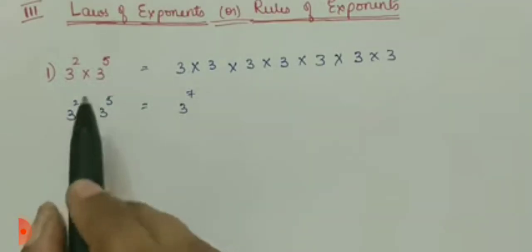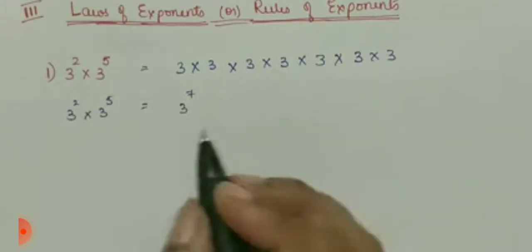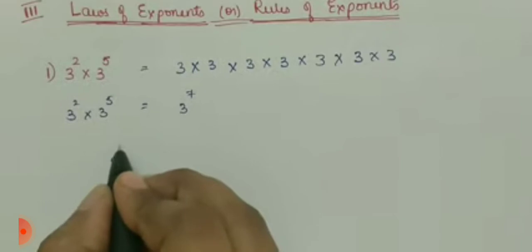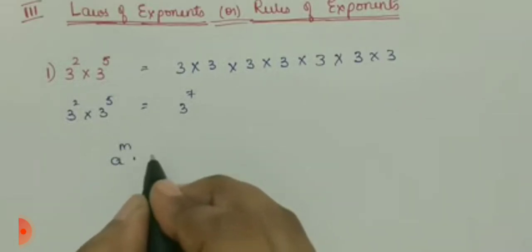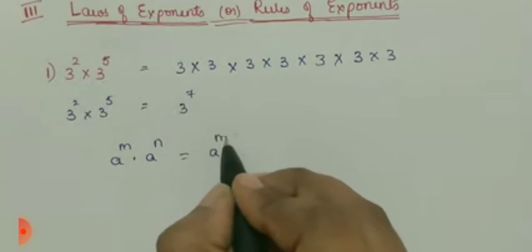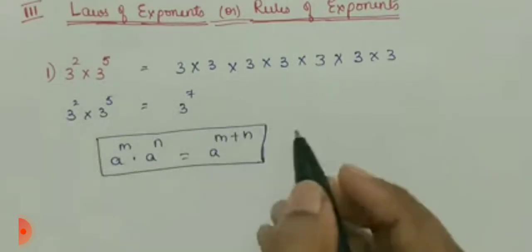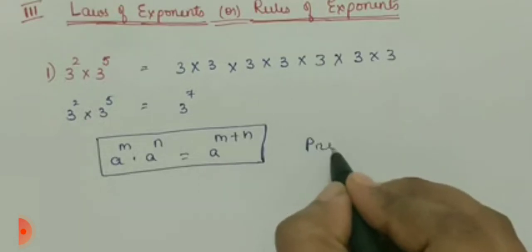Bases are equal, so we added 2 and 5. 2 plus 5 equals 7. In general, we can write it as a to the power of m into a to the power of n equals a to the power of m plus n. It is called the product rule.